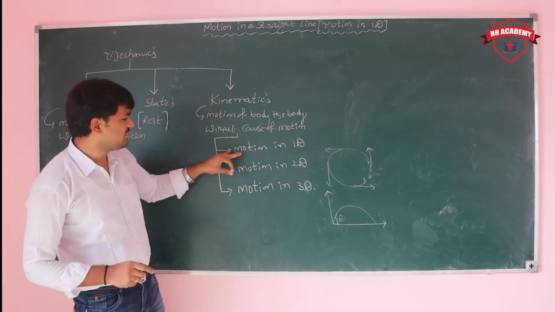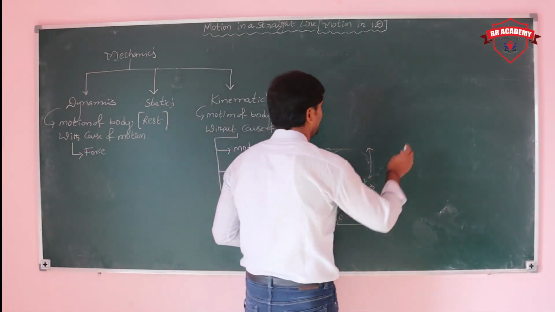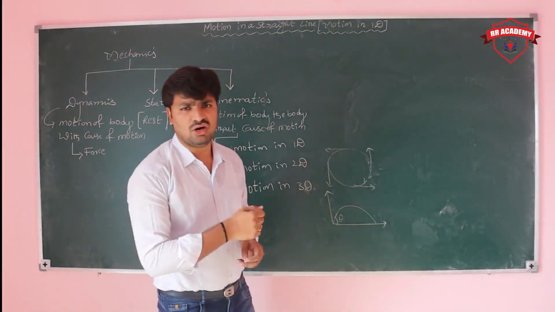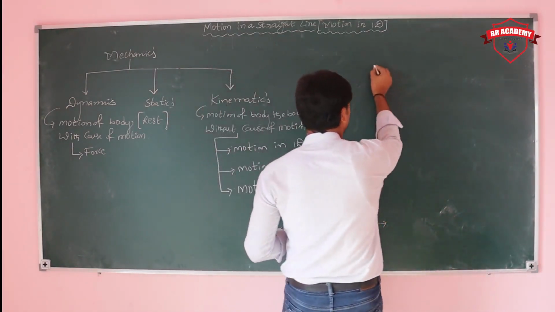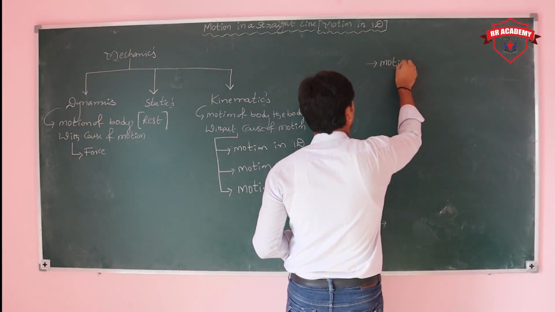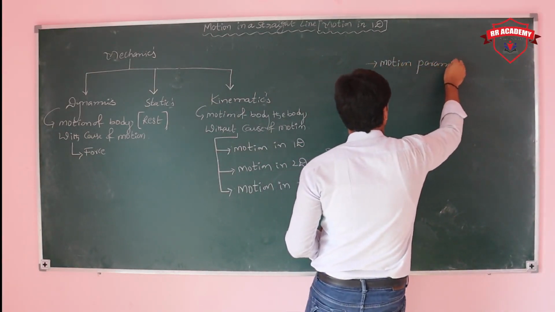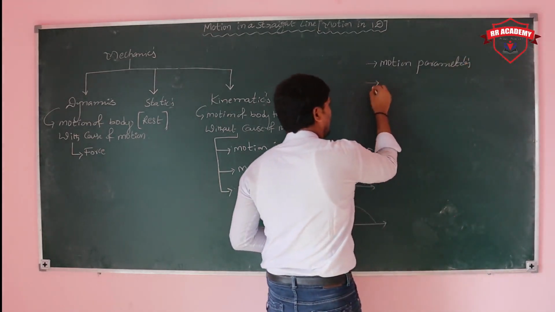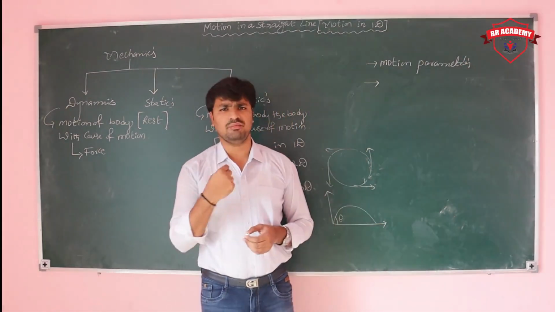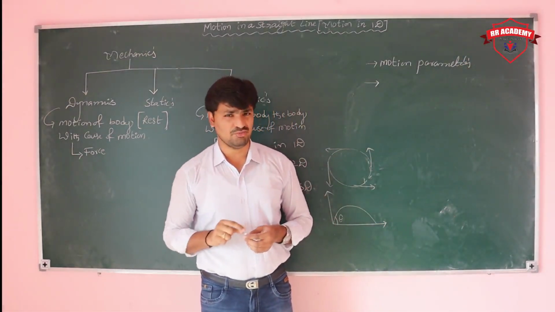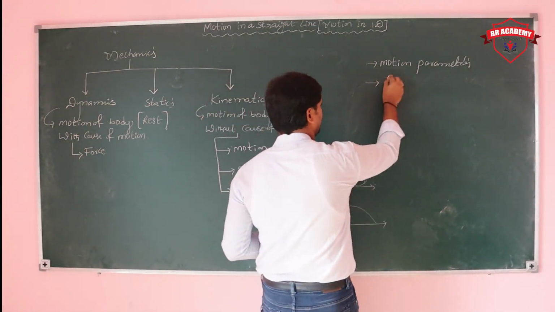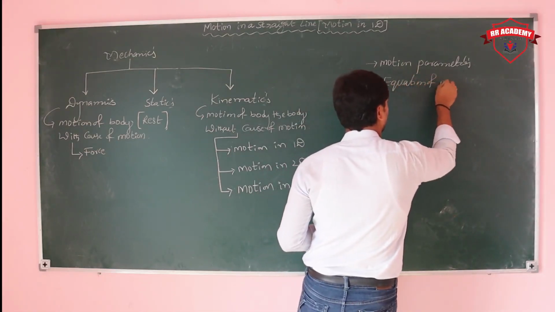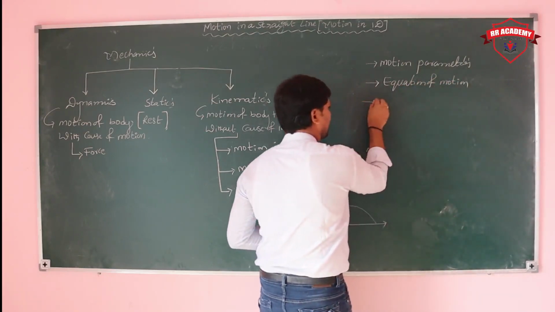Now let's enter into our topic, motion in 1D. In motion in 1D, what are we going to discuss? First we need to know what we are going to discuss. First thing, motion parameters. What are the motion parameters? The bodies are moving in a particular way, so we give the introduction of the motion parameters. After that, equations of motion. This is the second part.